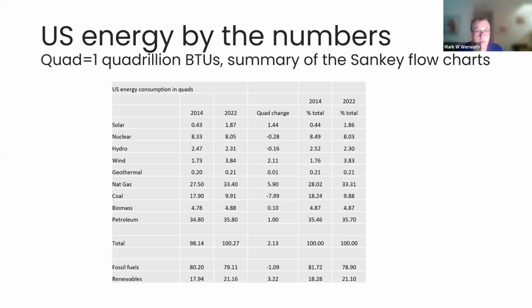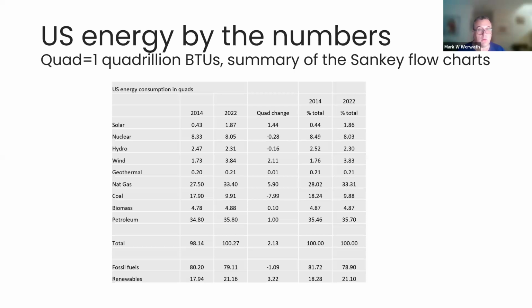Wind, another great news story, similar to solar, going from 1.73 to 3.84. That's virtually 100% growth, right, in the use of wind. So 1.76% is now close to 3.83% of the total. Geothermal is relatively flat at about 0.21%, small amount.